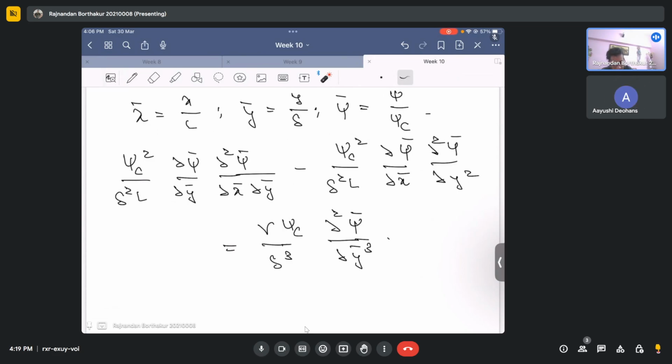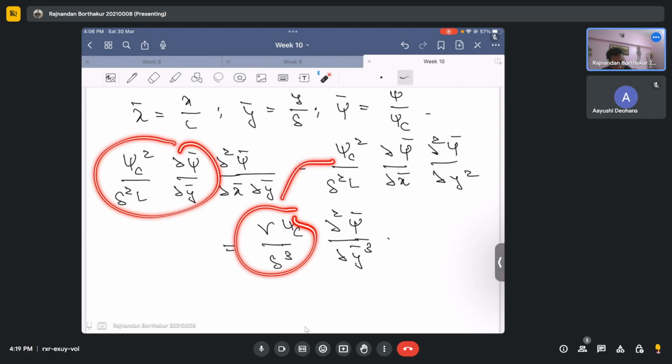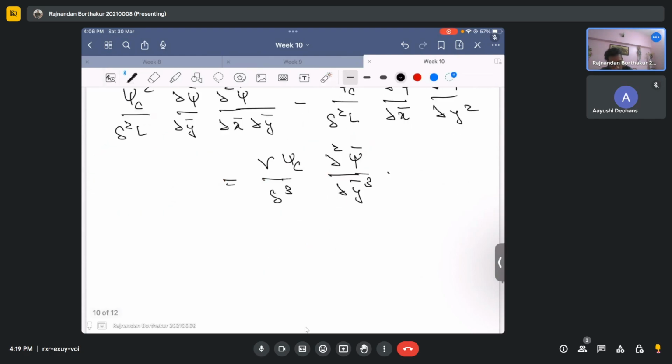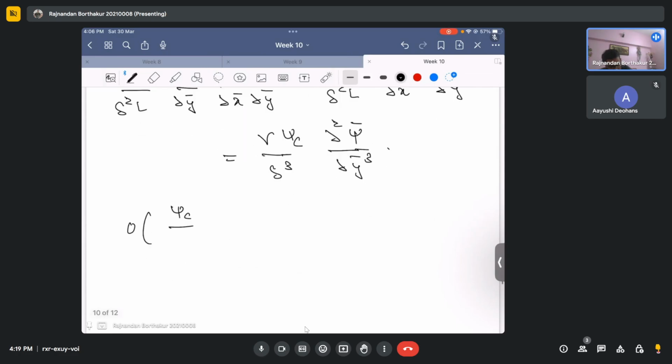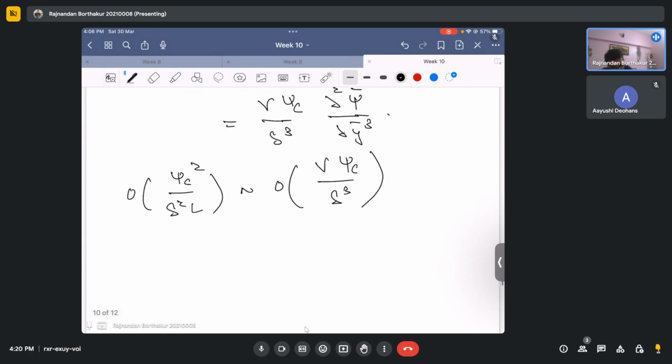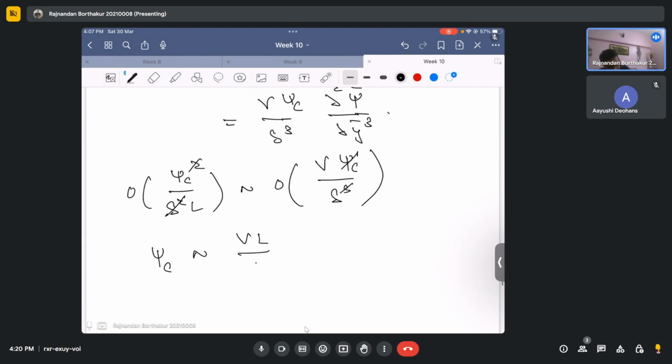Left and right, yeah, exactly. We can just take this term, because this is basically the same. So what I am saying is that the order of psi c squared by delta squared L is the same order as nu psi c by delta cubed. Which means this delta squared and delta would go, this psi c and this psi c would go, which means your psi c essentially scales as nu L by delta.